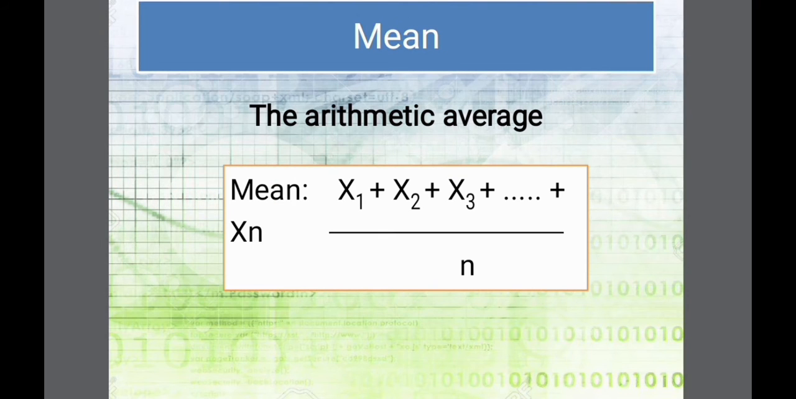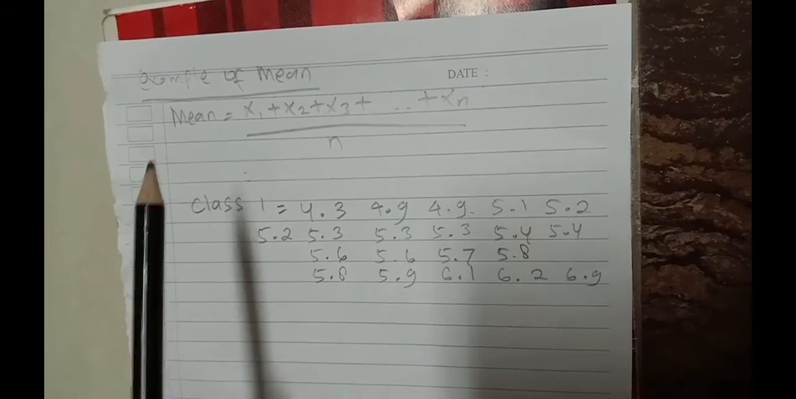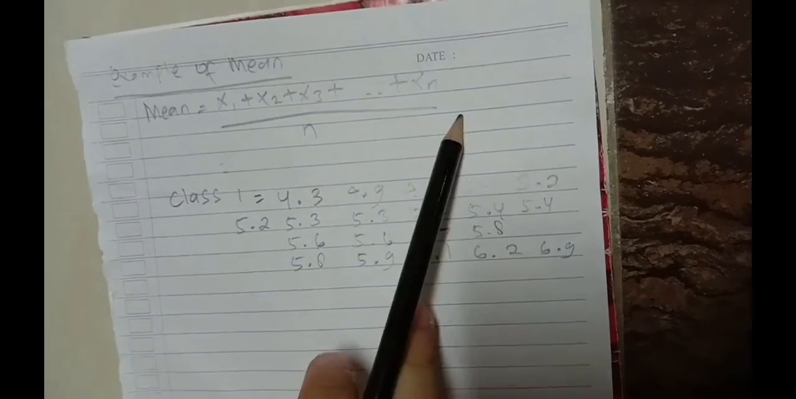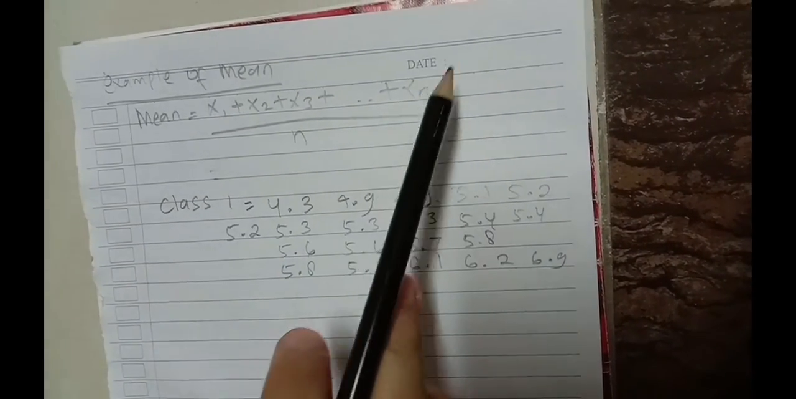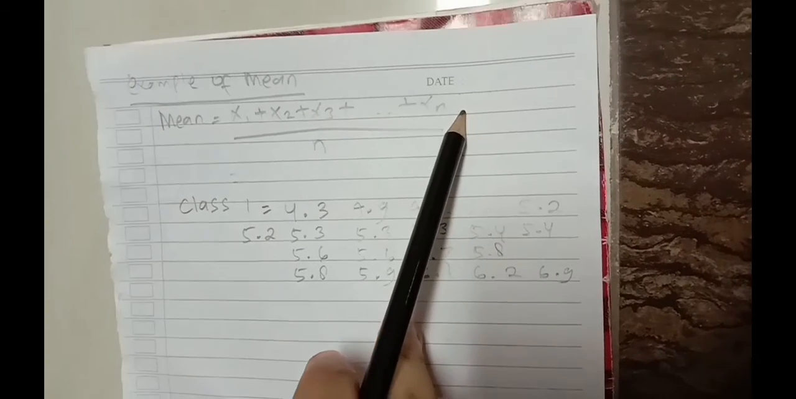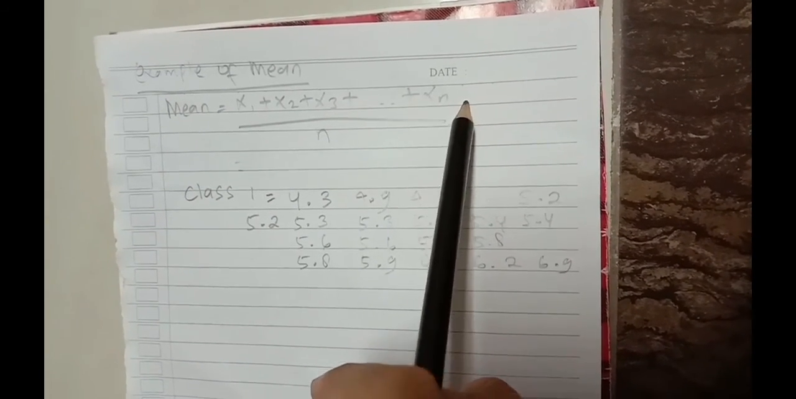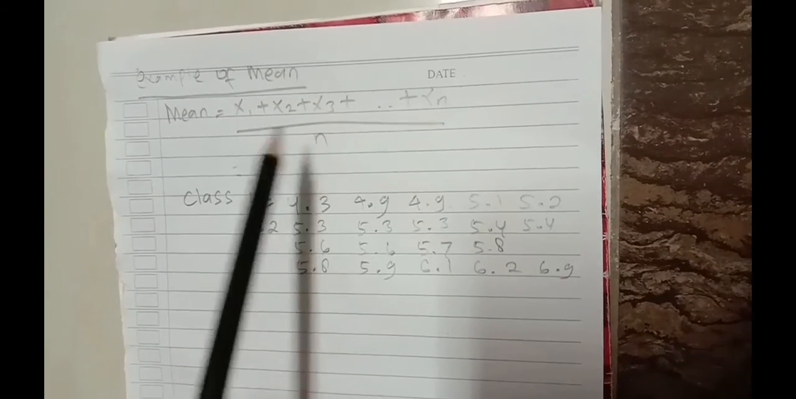The next is mean. Mean is the arithmetic average, and this is the formula of the mean: x1 plus x2 plus x3 and so on plus xn, divided by n. The n depends on the total score. This is an example of the mean. You can see this is the formula, x1 until xn, depending on the total number, divided by n.